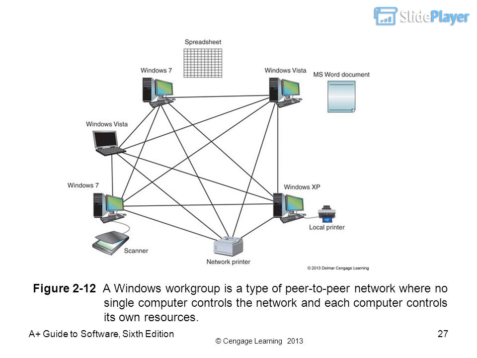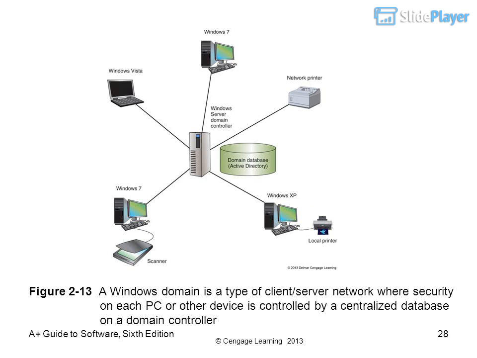Figure 2.12: A Windows workgroup is a type of peer-to-peer network where no single computer controls the network and each computer controls its own resources. A+ Guide to Software, 6th edition. Figure 2.13: A Windows domain is a type of client/server network where security on each PC or other device is controlled by a centralized database on a domain controller. A+ Guide to Software, 6th edition.